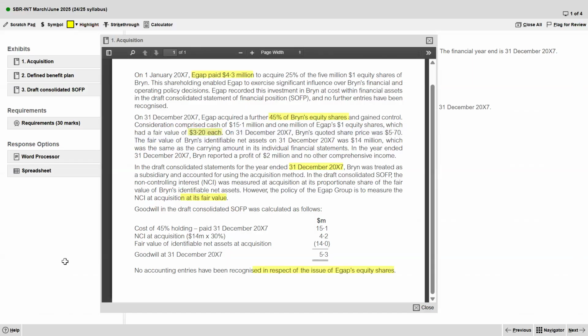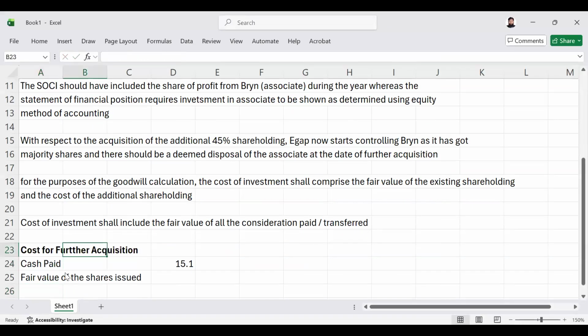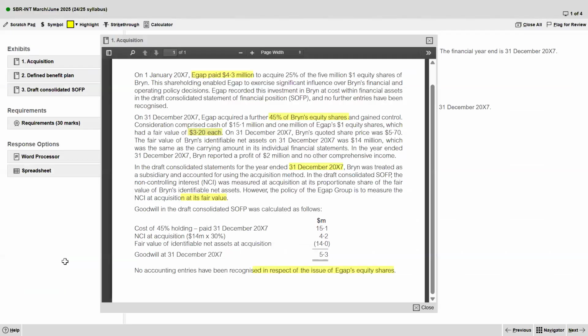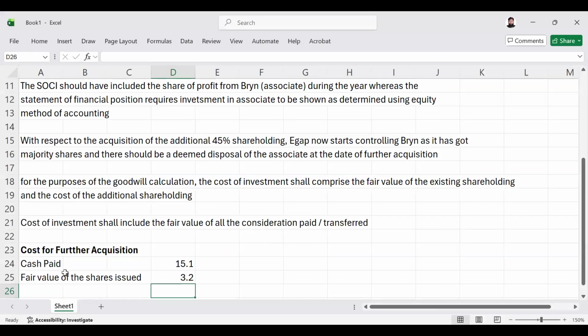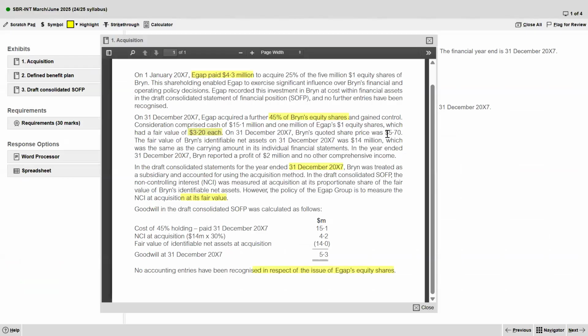Fair value of the shares issued is going to be 3.2 into 1. Now, on 31st December X7, Brian's quoted share price was 5.7. The fair value of Brian's identifiable net assets was 14 million, which was the same as the carrying amount in its individual financial statement. Brian reported a profit of 2 million and no other comprehensive income.